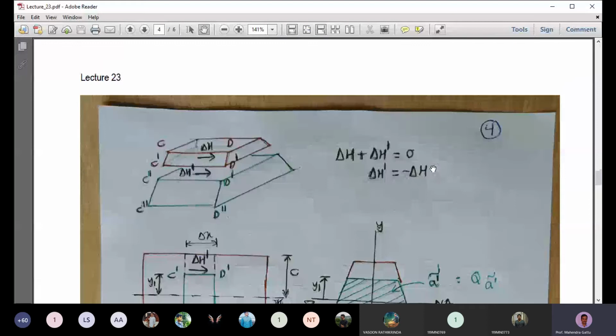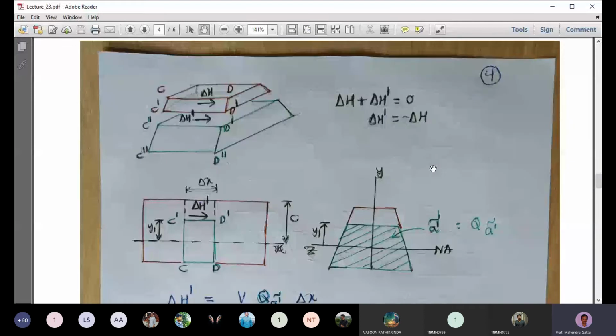So we can discuss more about that here. We have the beam cross section, this length is delta x, and this is the transverse cross section of the beam. We have analyzed the top part of the beam, and we have found the horizontal shear force acting in the bottom face of this top part, and that is delta h. Now if we analyze the bottom portion of the beam, then there will be some shear force acting here, and that shear force will be equal and opposite in direction to this shear force.